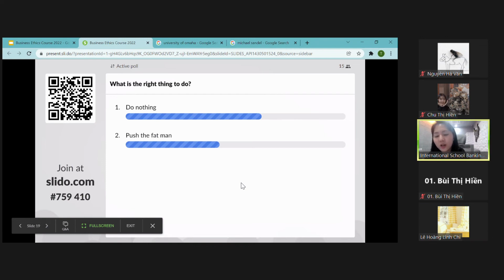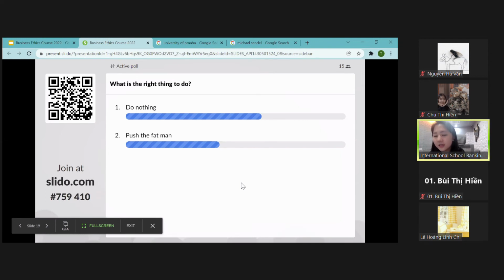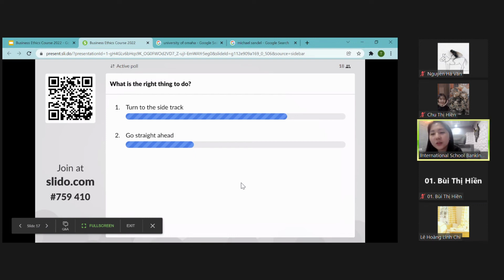Okay, very good. So what did you choose in the first case, Anh Chi? I choose do nothing. In the first case, this one. Did you choose? I choose go straight ahead. So you go with the flow in the two situations.